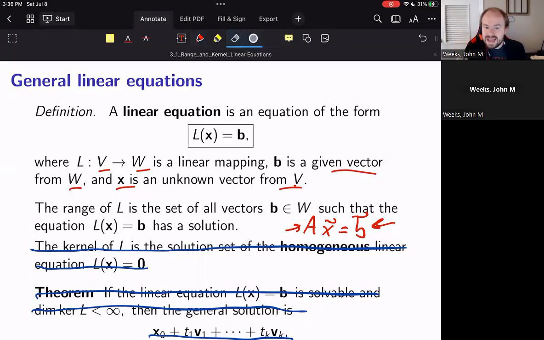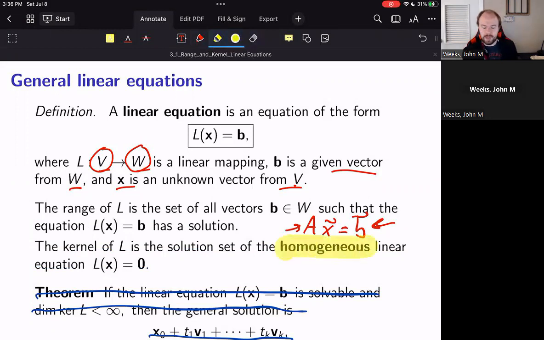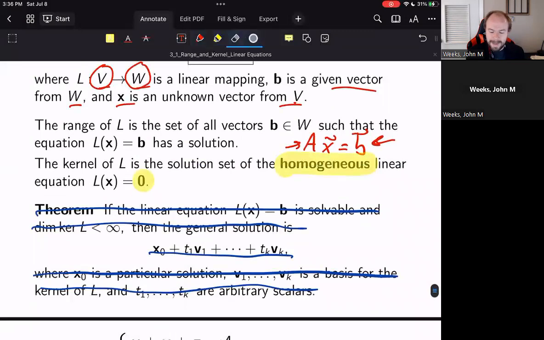However, we are generalizing this to not only have to work between the vector spaces of R^n and R^m, but in between arbitrary vector spaces, V and W. And the kernel of L is the solution set of the homogeneous linear equation when you plug in 0 for b. And that corresponds to something we were talking about in terms of matrices when we were talking about homogeneous linear equations back in the day.